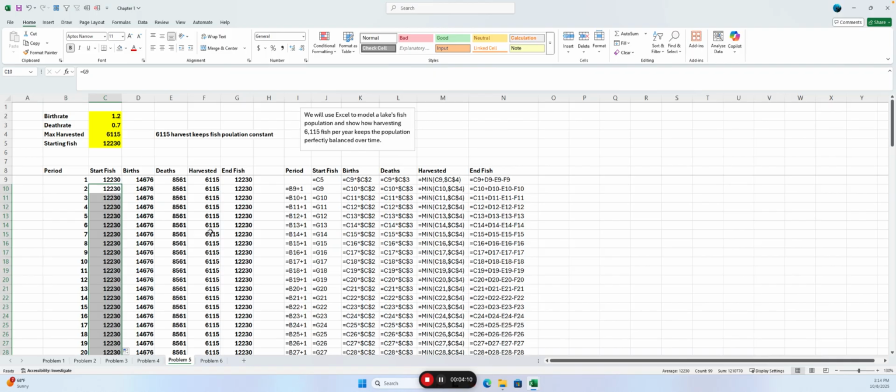So let's recap. We modeled a fish population with births, deaths, and harvesting. We found that harvesting 6,115 fish per year keeps the lake population constant. This Excel model is a great example of how math and data can explain complex real-world situations, like sustainability and resource management.